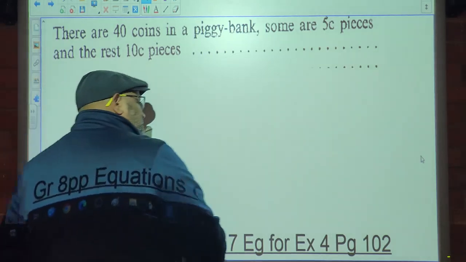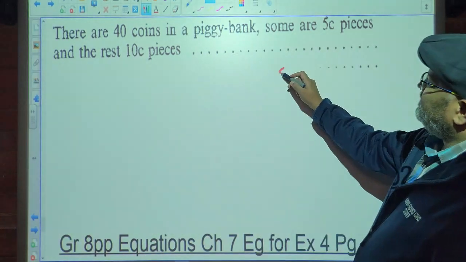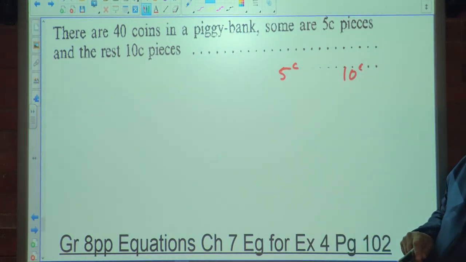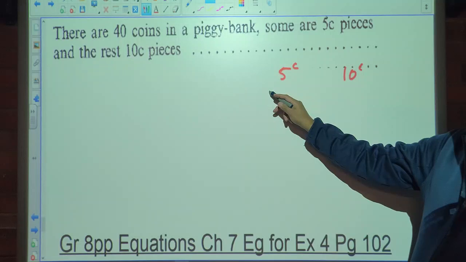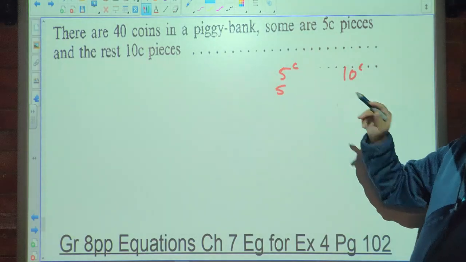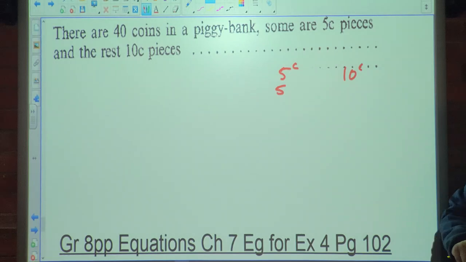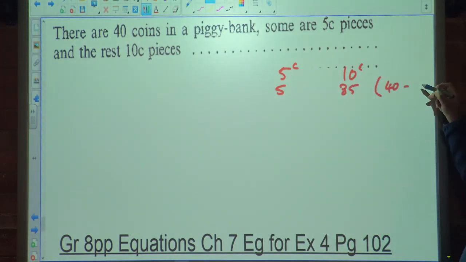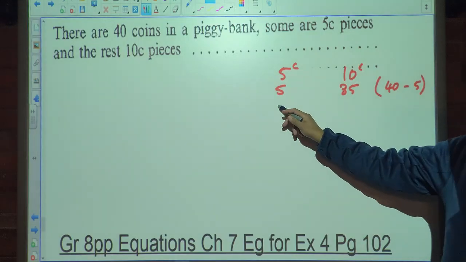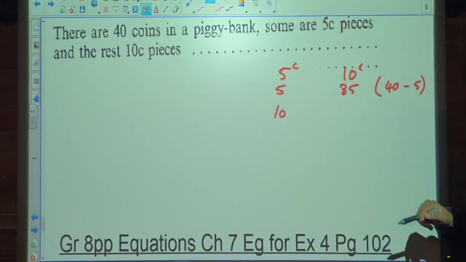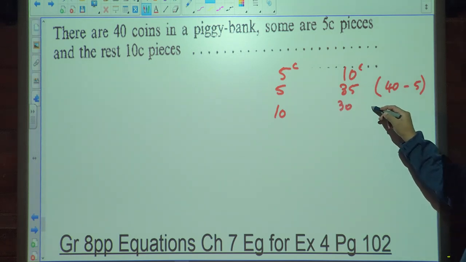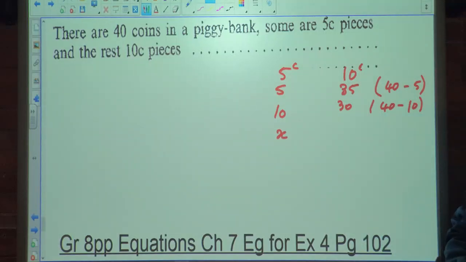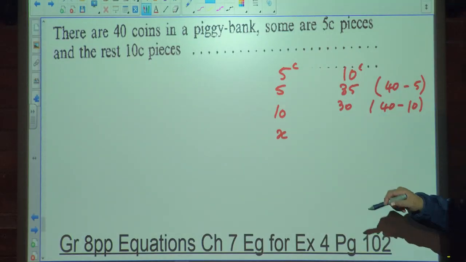So if you look at the 5 cent pieces and the 10 cent pieces, if there are 5 cent pieces, how many 10 cent pieces will there be? 30? How do you get that? 40 minus 5. If there are 10 5 cent pieces, how many 10 cent pieces are there? 30. How do we get that? 40 minus. If there are x 5 cent pieces, how many 10 cent pieces are there?